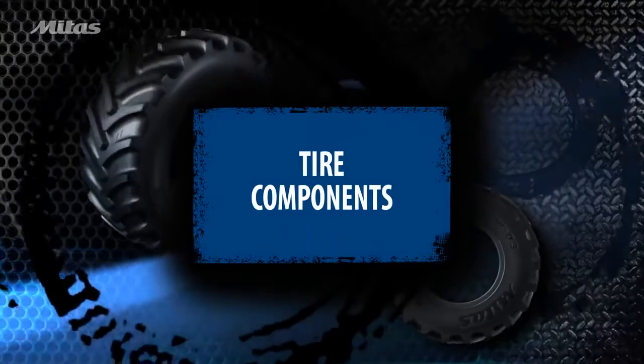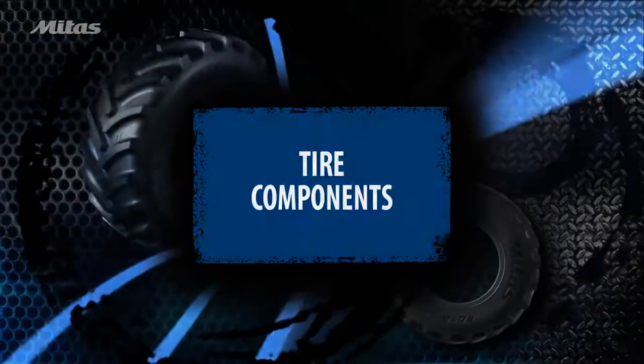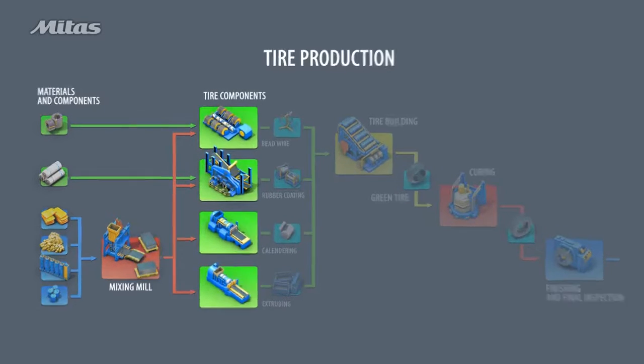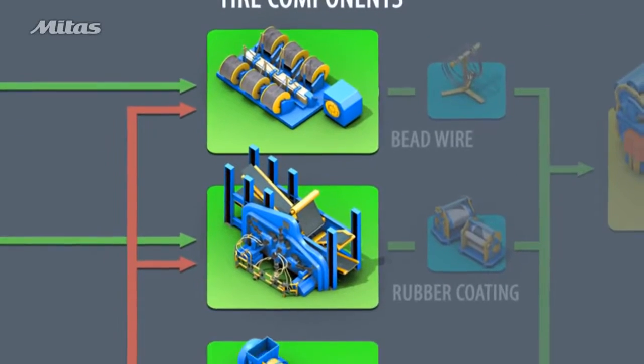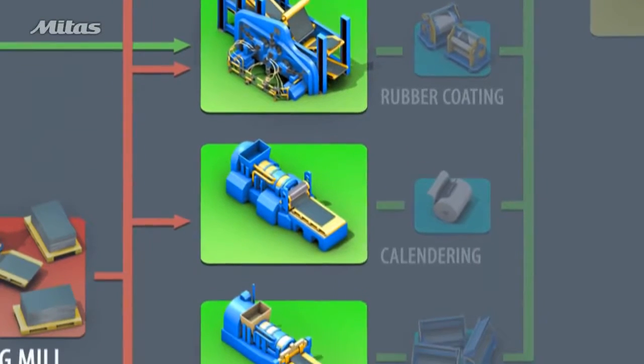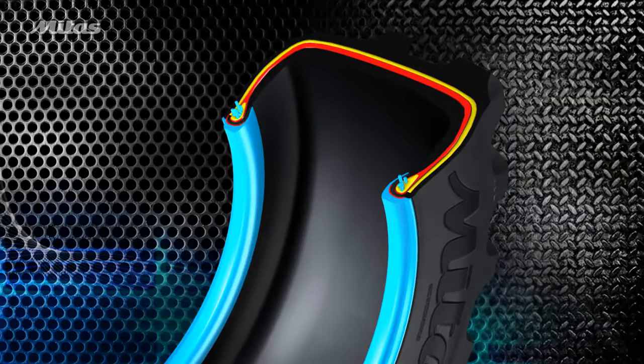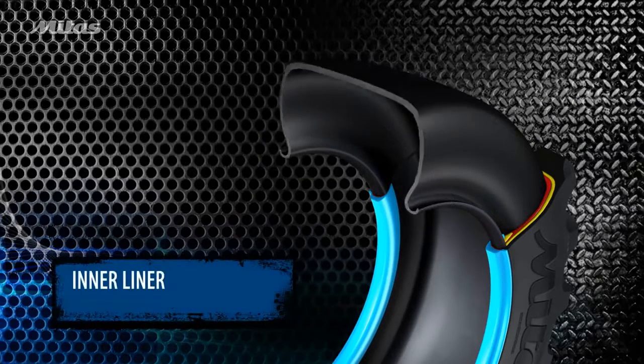Next, we will show the basic components that make a tire. The components are produced during further processing. These are bead wires and rubber-coated cord. Other components are extruded and calendared from various rubber components. This animation displays the basic components of an agricultural tire. The inner liner is used in tubeless tires.